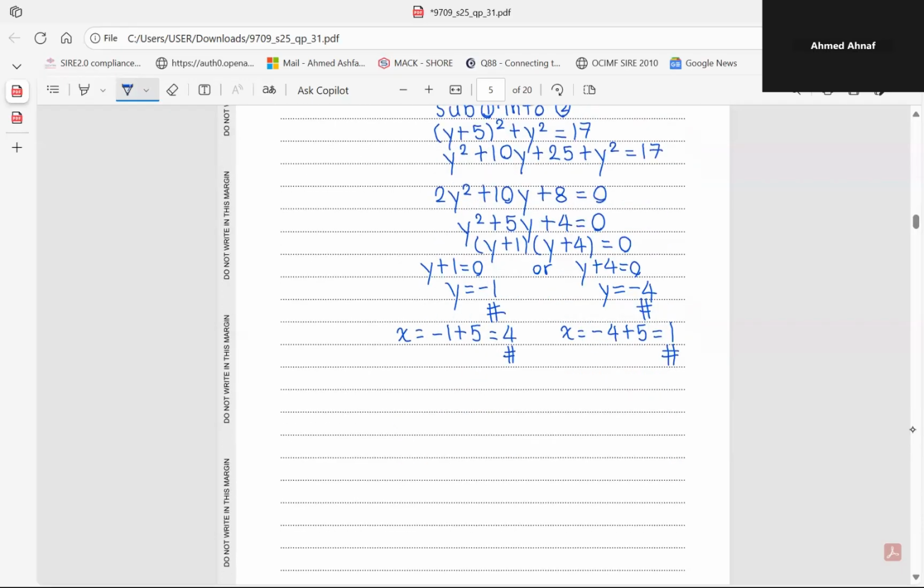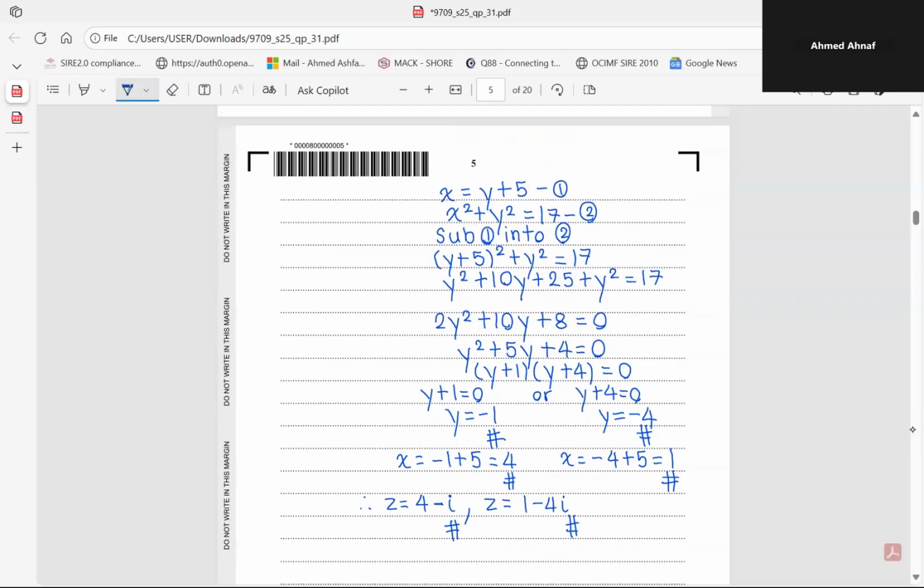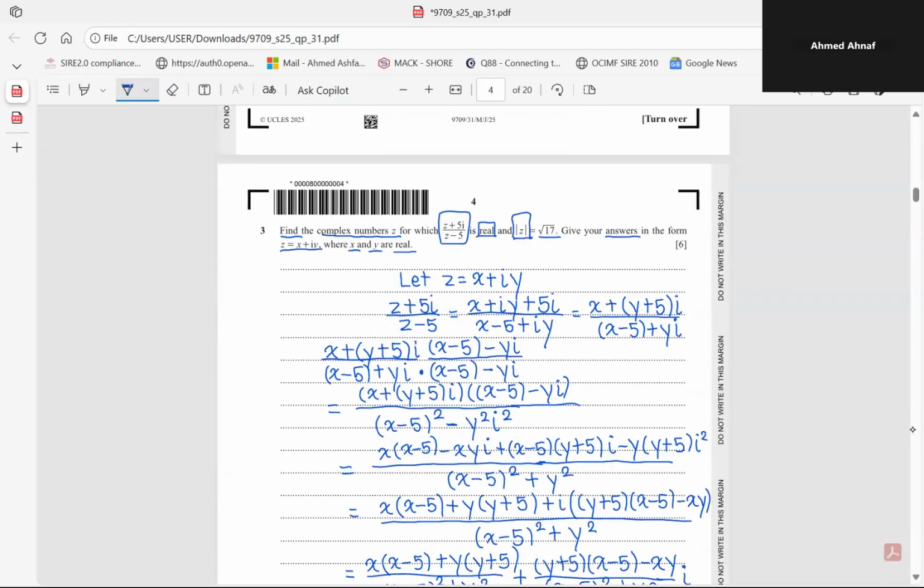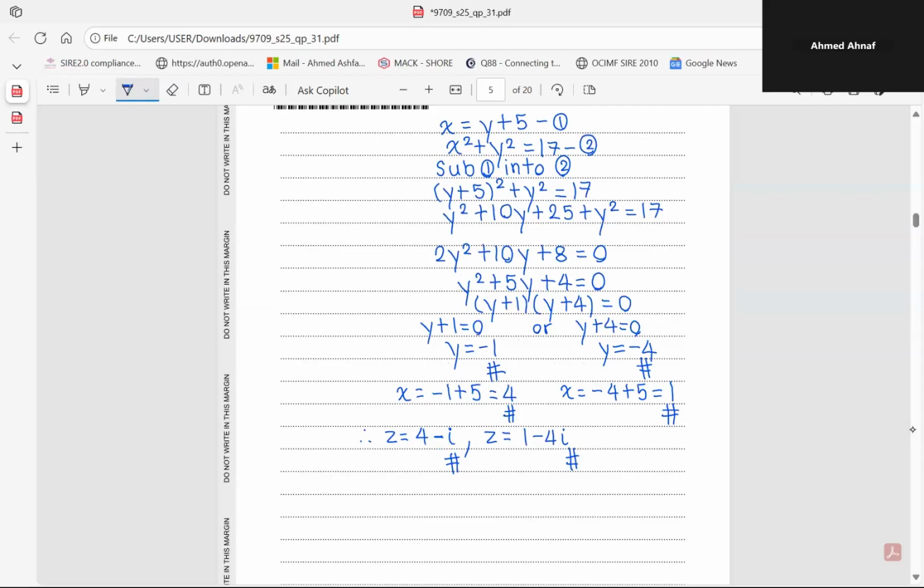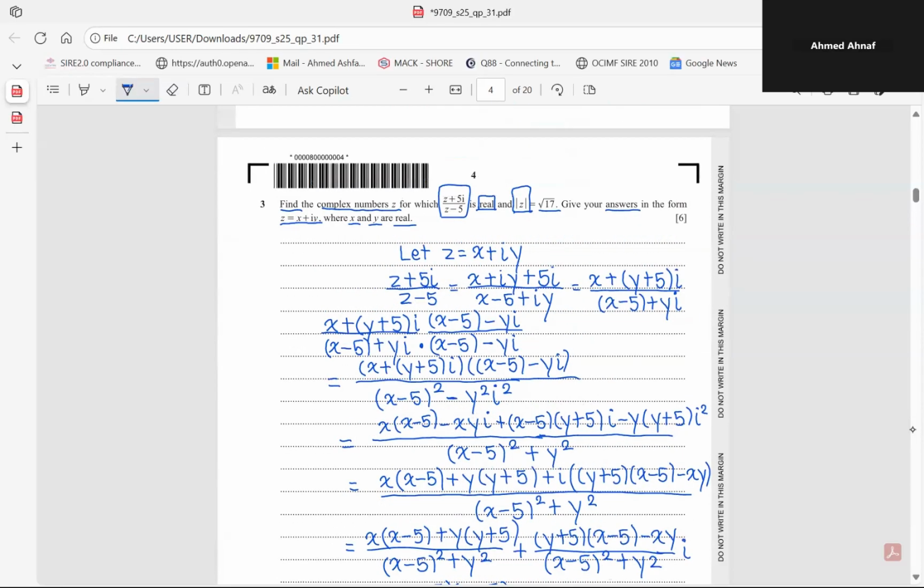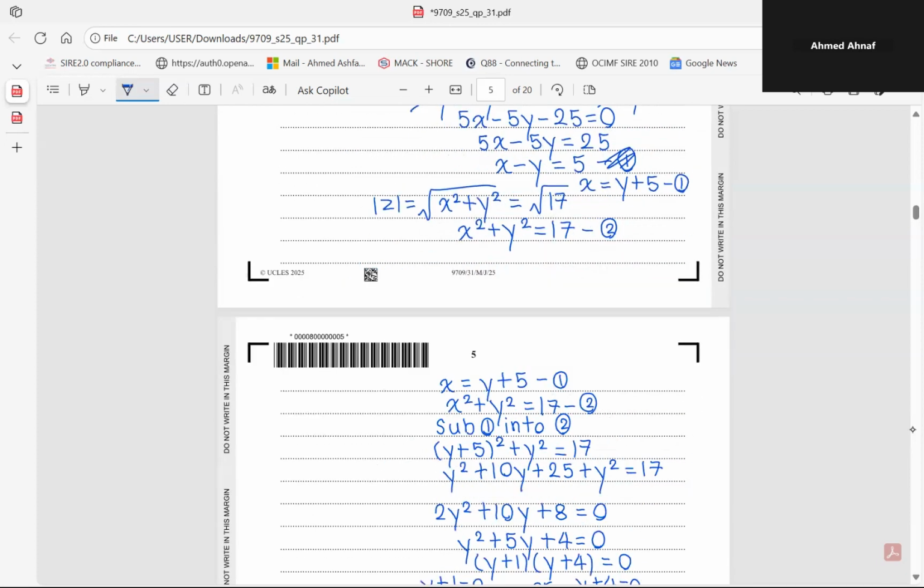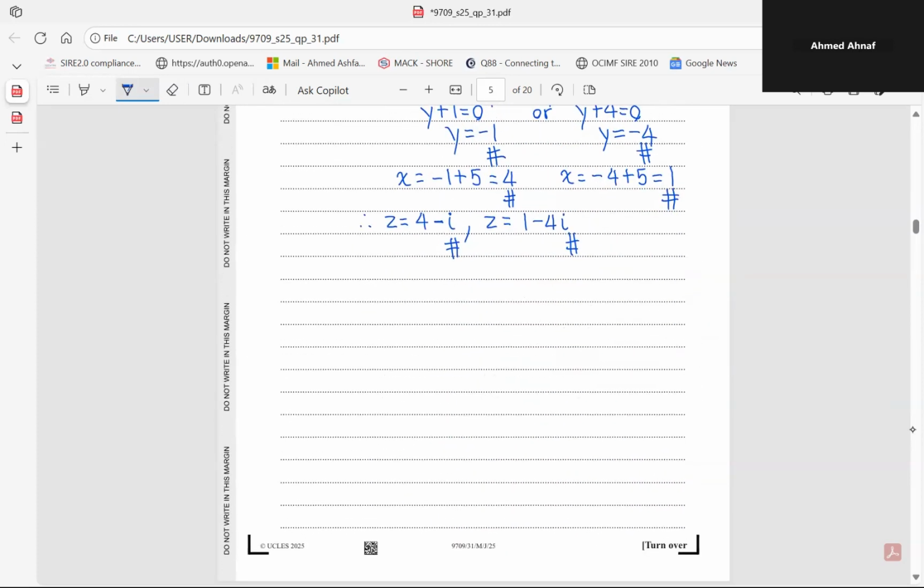So hence, z would be equal to x plus iy. So the first answer would be 4 minus 1i, so that's just 4 minus i. And the second answer would be 1 minus 4i. So these are our two answers for z. And if you want to check whether they satisfy these two equations above, feel free to substitute these into your calculator. And if they satisfy the conditions, then you're good to go. So without further ado, let's head on to the next question.